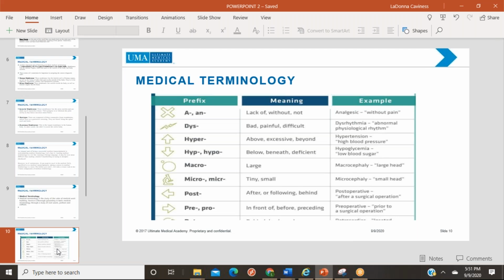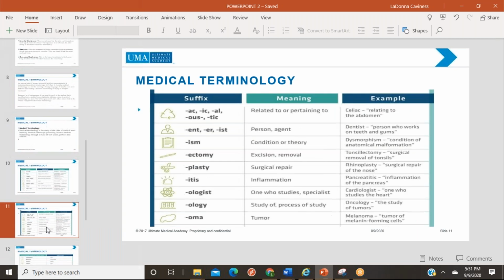Here's another example. Let's take a look at the prefix macro. The meaning is large, and an example would be macrocephaly, which is a large head. All right, and then there are two more examples of prefixes here. I'll let you guys go over that later. So let's move on to the next slide.